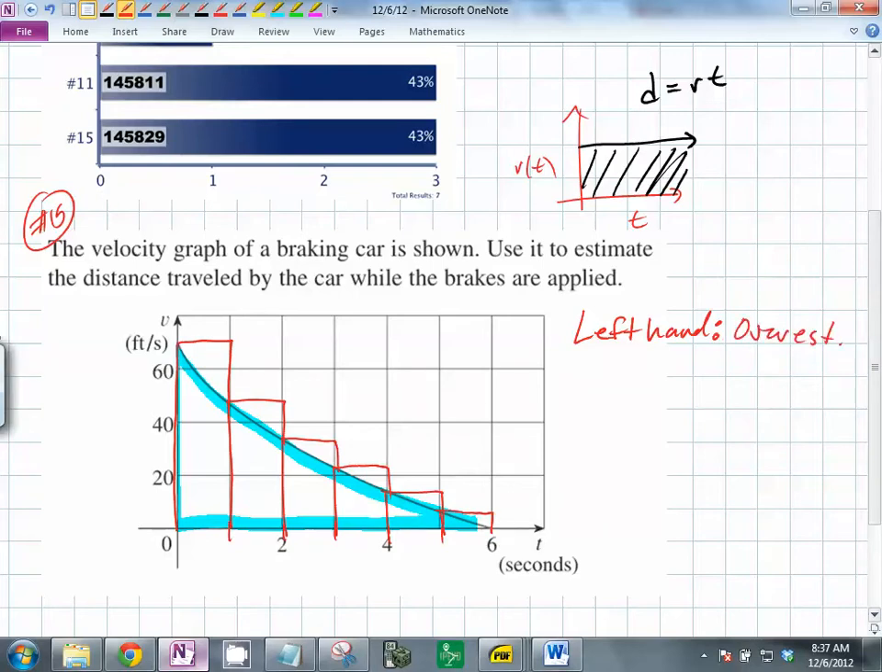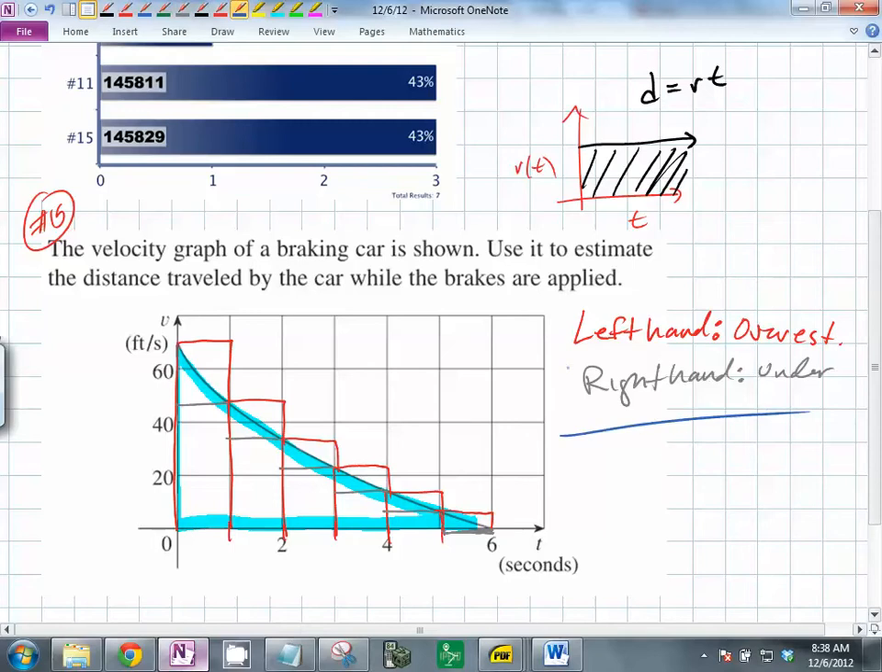And then what would the right hand look like? Look like this. And then what's the height of the last rectangle for the right hand? 0. It's actually 0 right there. That kind of makes sense, everybody? So the right hand is going to be an underestimate. So what do you do in order to get your great final answer? Add them together and divide by 2.